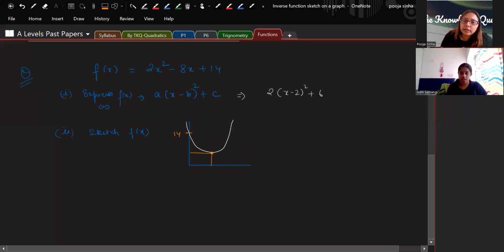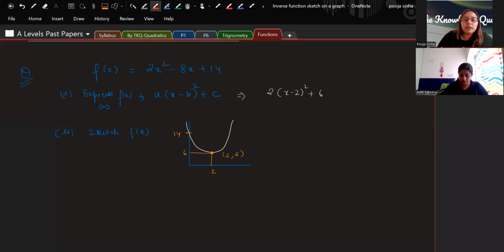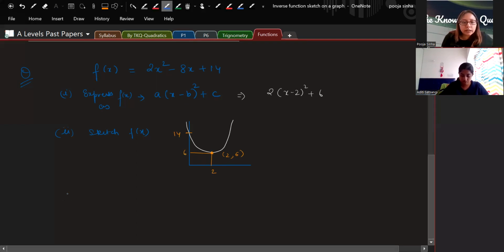And what are the coordinates of the turning point? The turning point is (2, 6), right? Where 2 is on the x-axis and 6 is here. So this much is what we need for this part. Next question is: state with a reason whether f inverse x exists or not, and whatever your answer is, why.